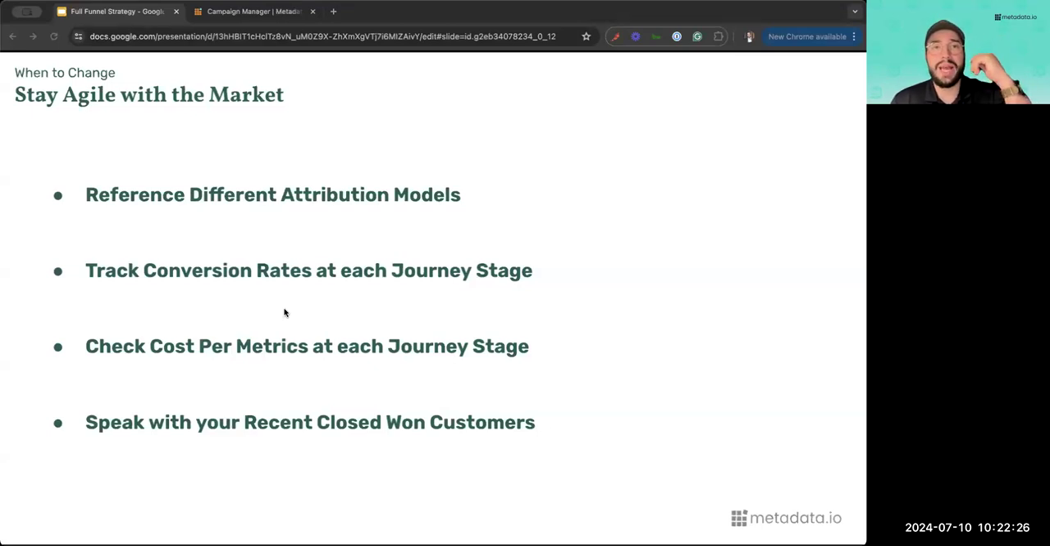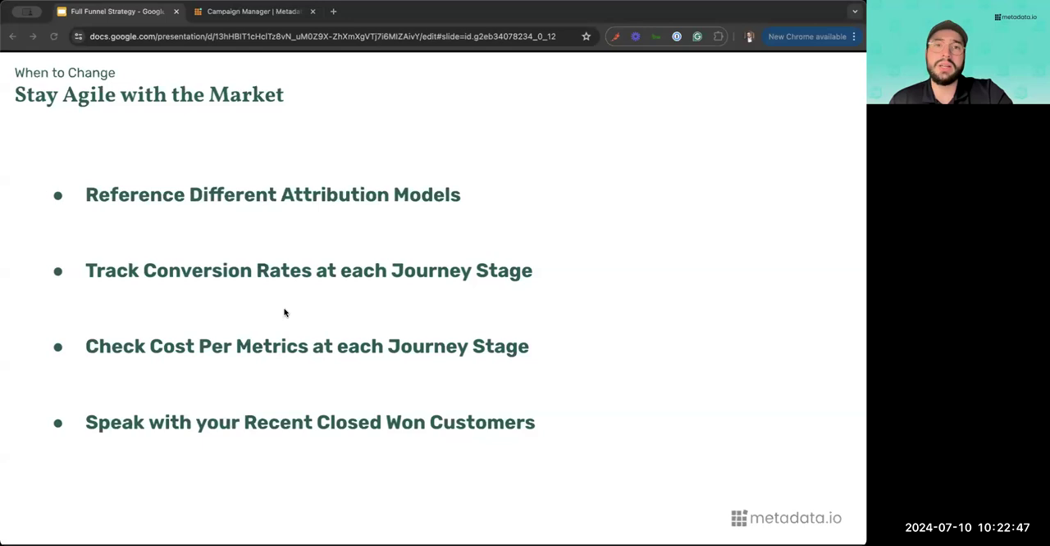If you're looking at a first touch or a last touch or a multi-touch, those are going to tell you different things, similar to the questions that we could ask customers. What was the first piece of content you remember before you made a purchase? What was the last piece of content before you made a purchase? You can track conversion rates at each journey stage.